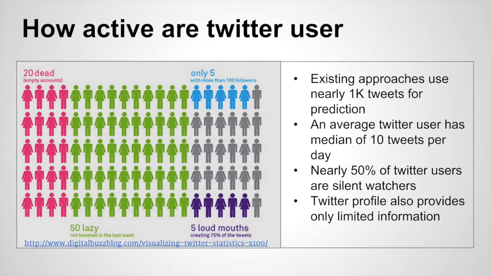So this essentially means most of the users who will not produce content would not produce good results with traditional tweet based features, that is just by using tweets. The existing approaches use nearly 1,000 tweets for classifying a user. So basically, this motivated researchers to focus on non-conventional network-based features.